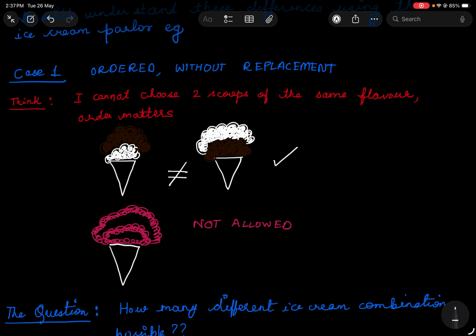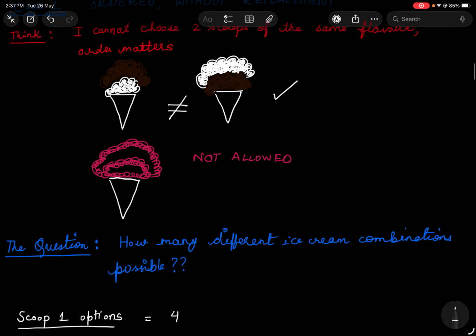They are two different cases when you're counting. Second, if I say I want 2 scoops of strawberry itself, then that is not allowed. So just assume you're in some weird ice cream parlor which does not allow 2 scoops of the same flavor. Now, what is the question? The question is, how many different ice cream combinations can you make? So you have 4 flavors and you have to choose 2.